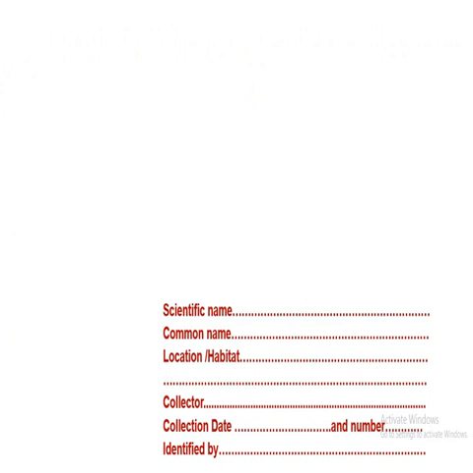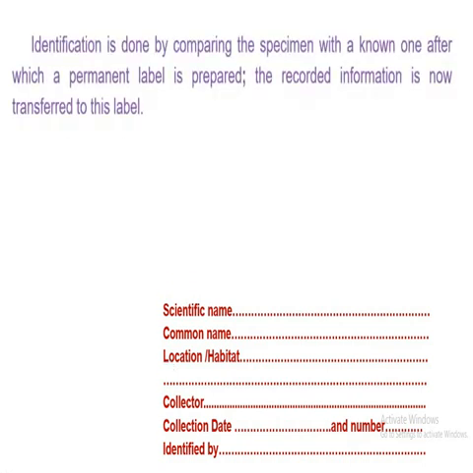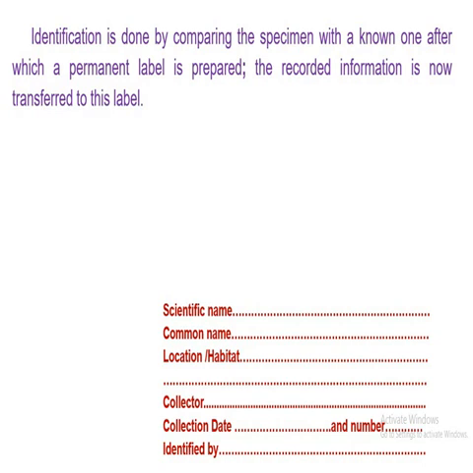that you have prepared. Now your specimen will require a label, and this is what you need to have on your label. You need to have a scientific name, a common name, the location or habitat where you collected the plant, the collector, and this is you, the collection date, the collection number, and who identified this particular plant. Now identification is achieved by comparing this plant or the specimen you have with the one which is known.